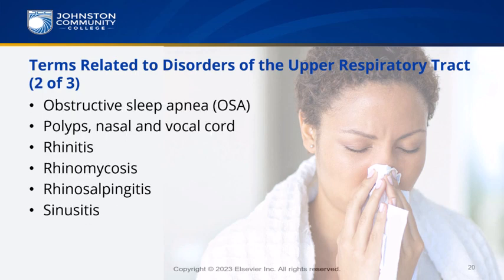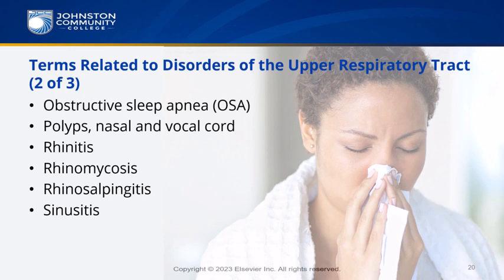Next, we have obstructive sleep apnea, which is a temporary lack of breathing that occurs during sleep when the posterior pharynx relaxes and covers the trachea. Nasal and vocal polyps are small tumor-like growths that project from a mucous membrane. They can occur in the nose, sinuses, or vocal cords.